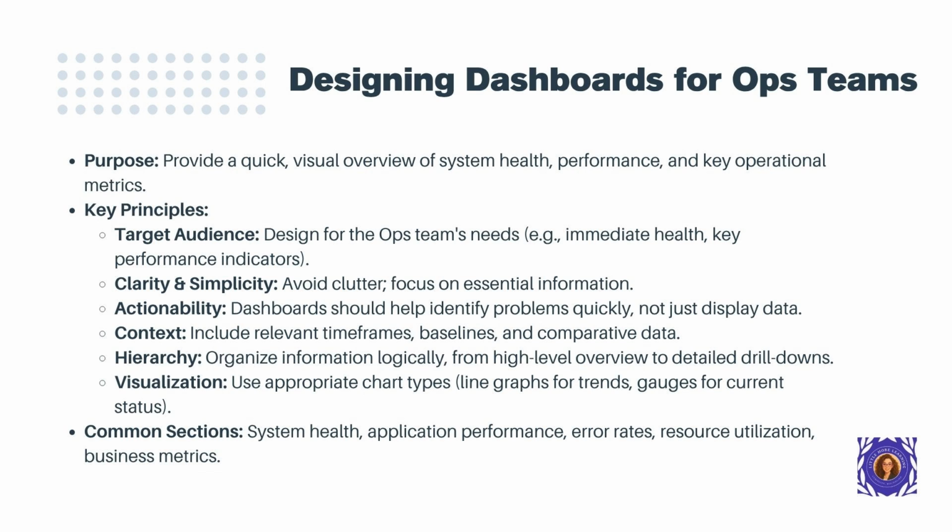And here's something many engineers get wrong. Color matters tremendously. Green should always mean good, red should always mean urgent attention needed, and yellow should mean caution. Be consistent across all your dashboards. I've seen systems where different teams used different color schemes, and it caused confusion during critical incidents.